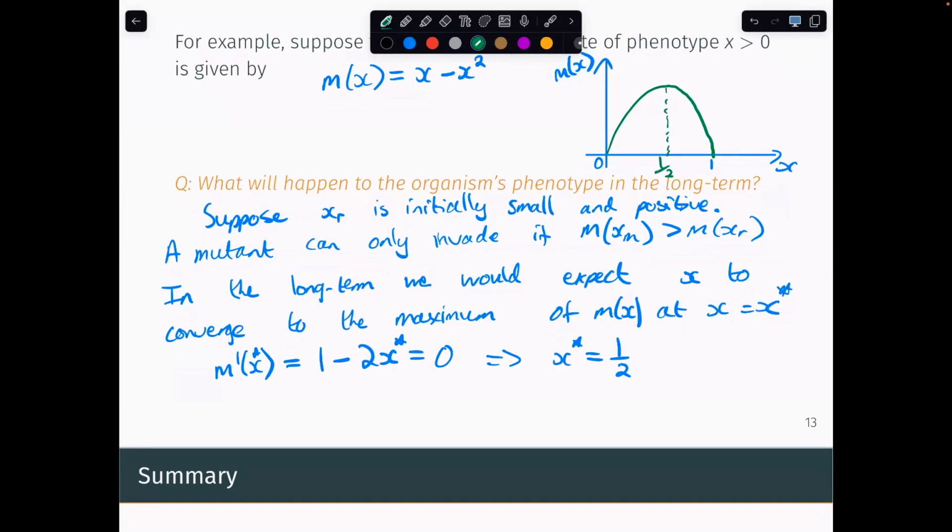This is a half here. You can work out, in fact, what's its growth rate at this point here, its per capita growth rate. The maximum is a quarter. So in this case, we would expect x to tend towards x star equals a half in the long term.